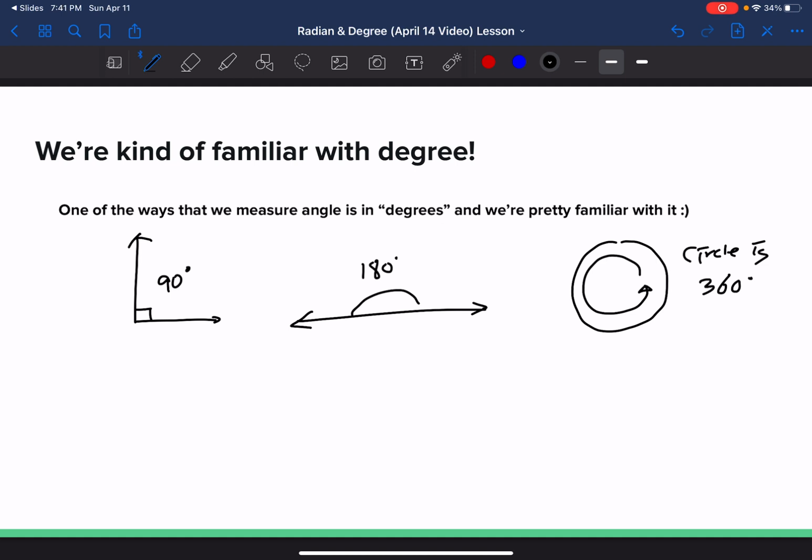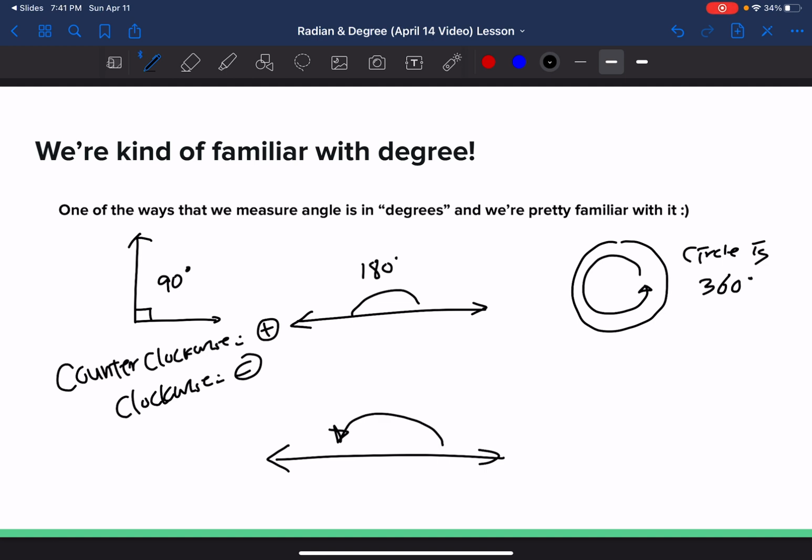You might know, if you took physics or some kind of science class, that we do have a negative degree. Counterclockwise is positive in math and science, but clockwise is negative. So if I am going this way, it's positive 180 degrees. But if I'm going the other direction, it's negative 180 degrees. We are going to talk about positive and negative directions more on Thursday or Friday, so you don't have to worry about it for now.